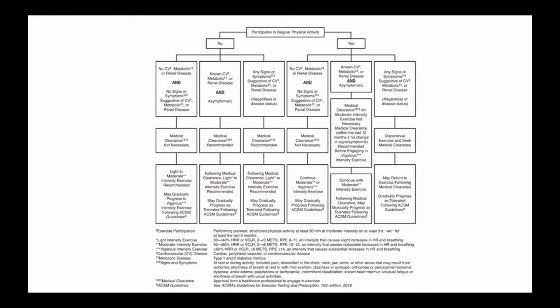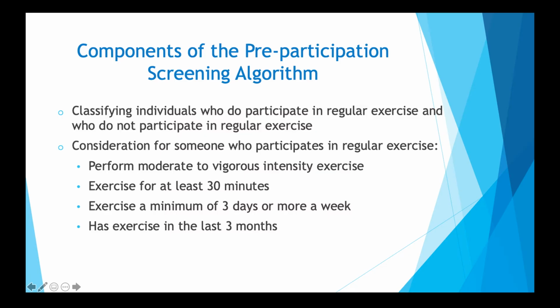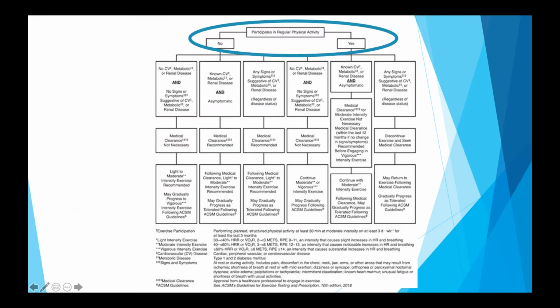Here's what the ACSM pre-participation screening algorithm looks like. I'll be breaking this down as we go through each component. The first component is classifying individuals who do participate in regular exercise and those who don't. For an individual to be considered as someone who participates in regular exercise, the individual must perform moderate to vigorous intensity exercise for at least 30 minutes a day, at least 3 or more days per week in the last 3 months. The first component is the part that I have circled here in the picture.